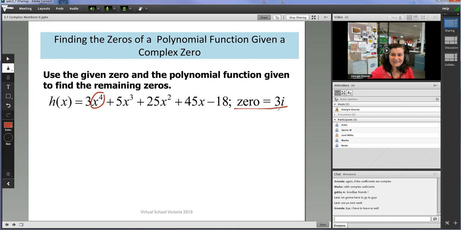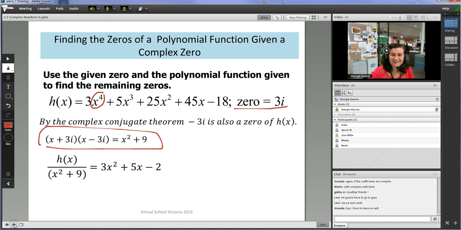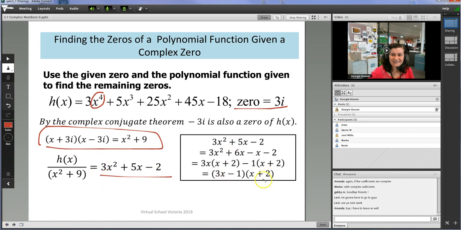What's the other solution? The conjugate number theorem says that there's got to be another zero that's negative 3i. And so we can use that to find one of the factors. And we can just use polynomial long division to simplify and find the quotient, and maybe use the quadratic formula or factorize that if we can to get all the solutions. So there should be 4 solutions here. 1, 2, 3, 4. Okay, 4 solutions there.